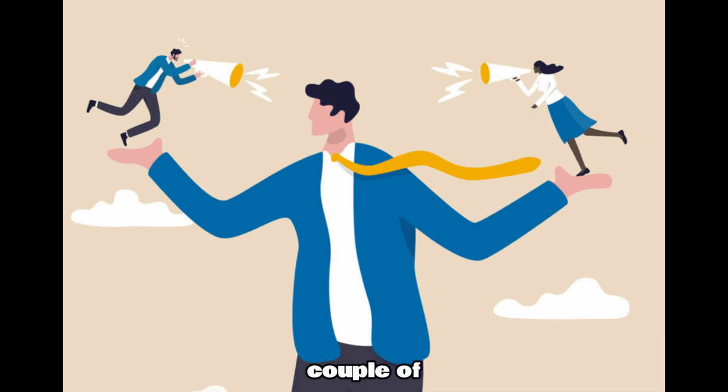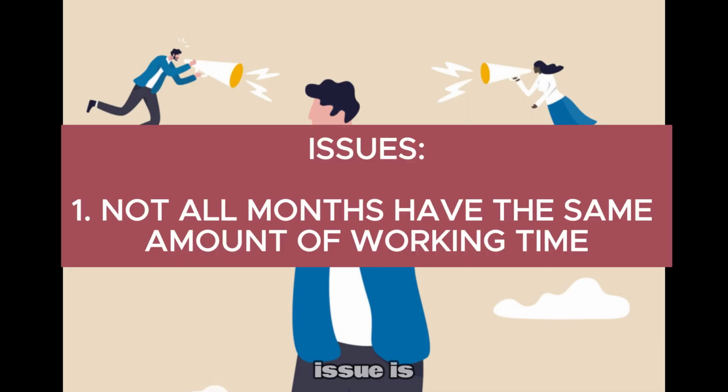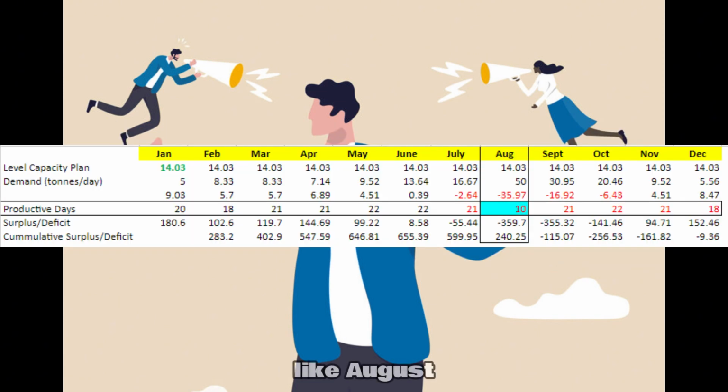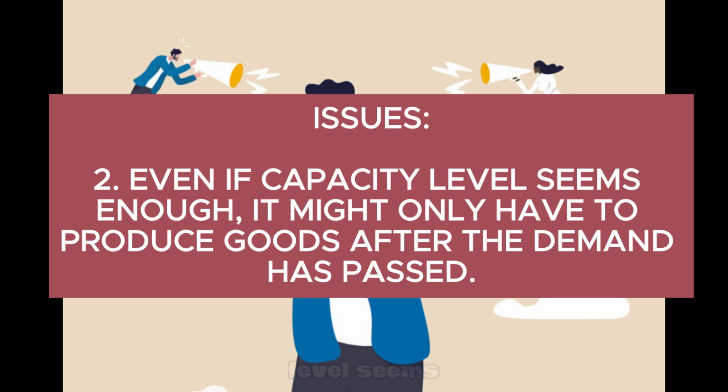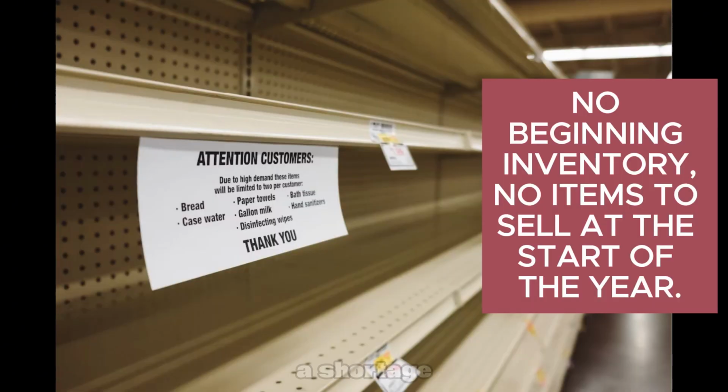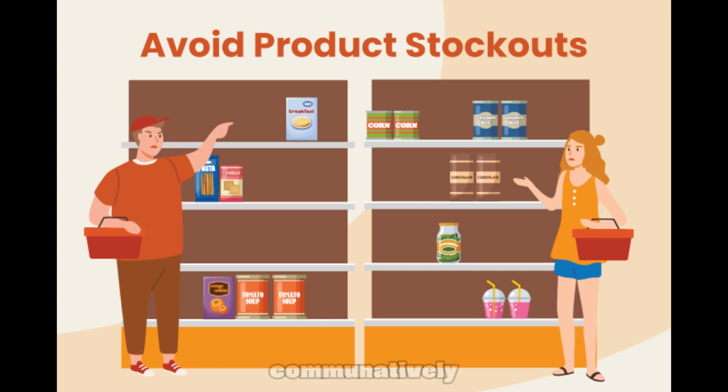But there are a couple of issues with this approach. The first issue is that not all months in figure 11.10 might have the same amount of working time. Some months, like August, might have holidays which reduce the factory's capacity. The second problem is that even if a capacity level seems enough, it might only be able to produce goods after the demand has passed. For instance, if there's a shortage of capacity at the start of the year, there won't be any stock to meet the demand.